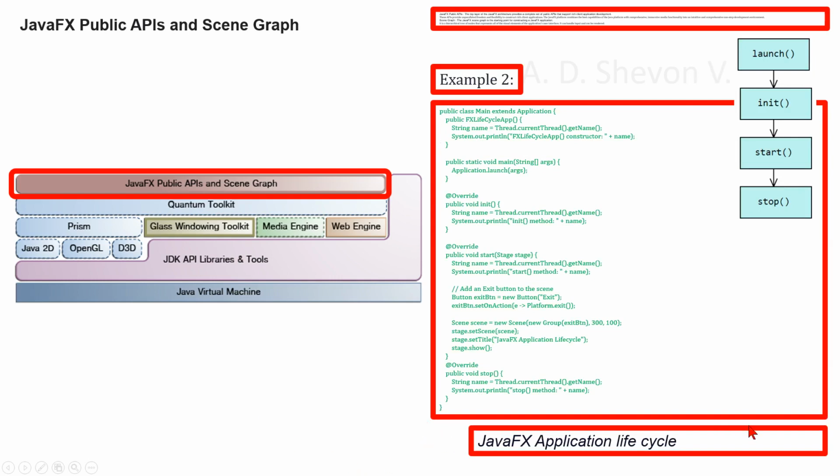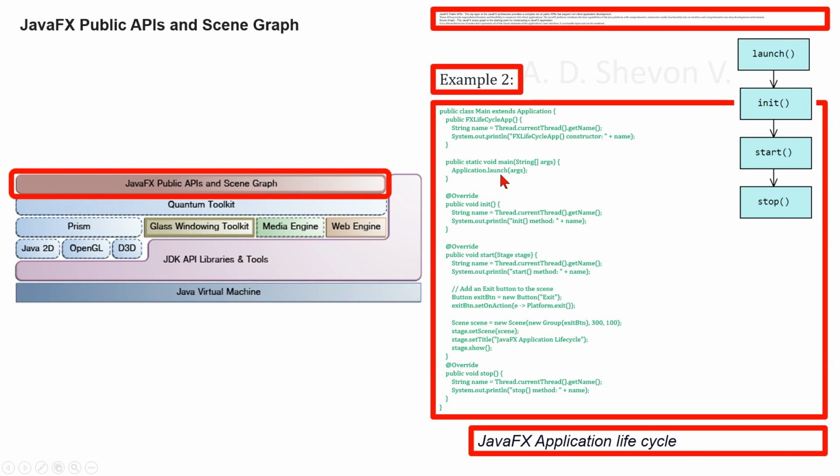As an example 2, we can consider the JavaFX application lifecycle here. Launch. Launch a standalone application. This method is typically called from the main method. It must not be called more than once or an exception will be thrown.